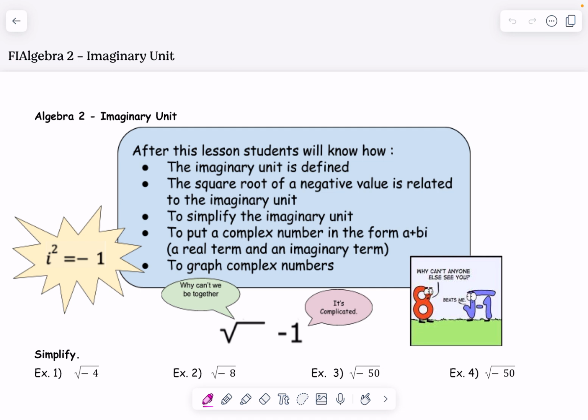So after this lesson, we will understand how the imaginary unit is defined. We'll be able to take the square root of a negative number, right? But we can't do that in the real numbers. So we're going to have another number system. And then we are going to learn how to simplify the imaginary unit and how to put a complex number in the form of a plus bi. So a is the real part, and bi is the imaginary term, and that would make complex numbers. And then we're going to graph that.